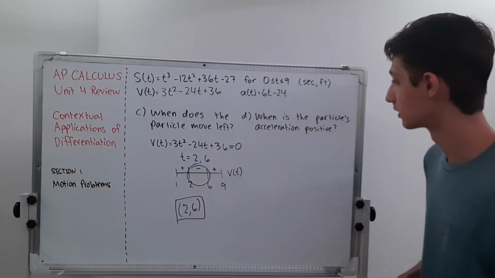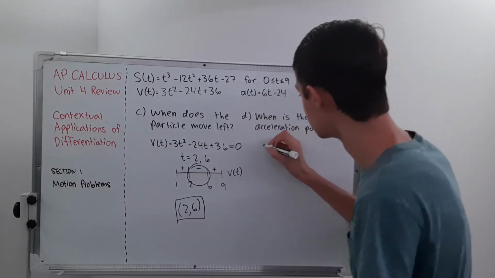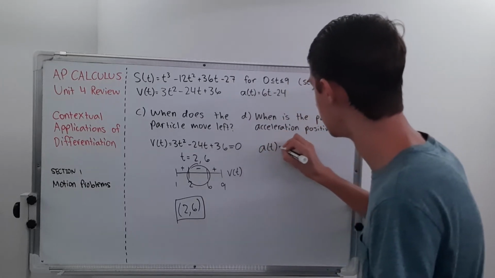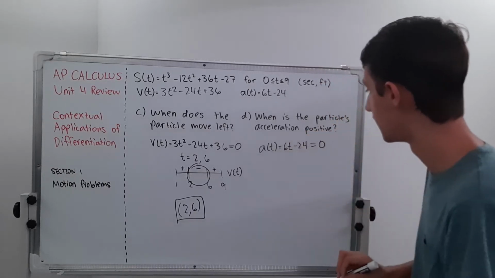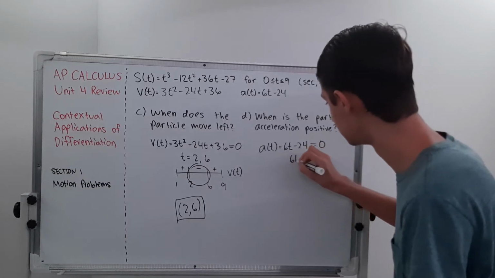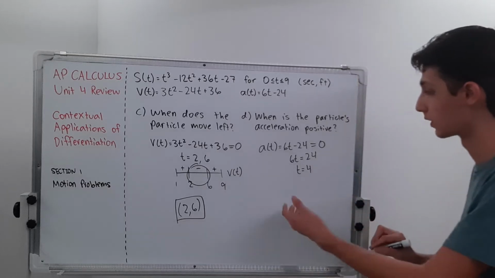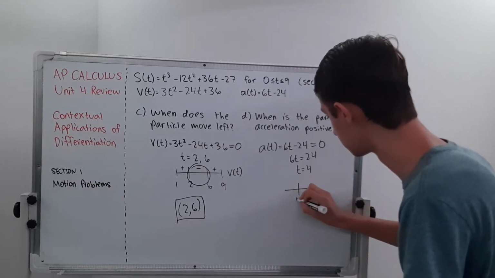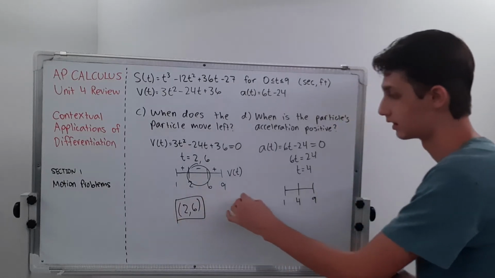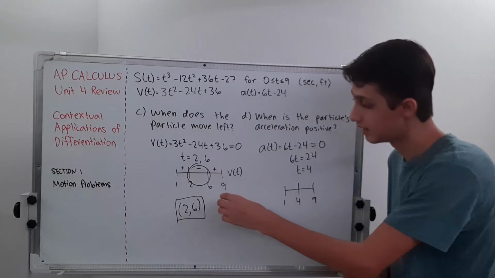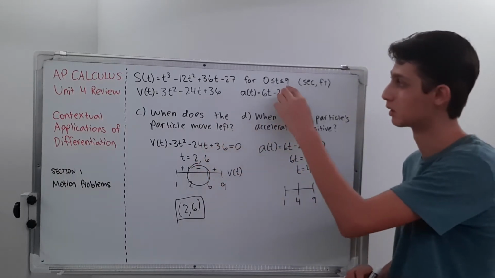So when is the particle's acceleration positive? Okay, well, we kind of just do the same thing. So we take a of t, and then we say 6t minus 24, set that equal to 0, and then we can actually just really easily solve this. 6t equals 24, that tells us that t equals 4. Okay, so then we can set up our sign chart for 4, and this is between 1 and 9. Again, I have 1 and 9 here. On the last one I have between 1 and 7. But 9, we go all the way to 9 because it doesn't have any restriction like 7 or anything. We just go all the way to 9.